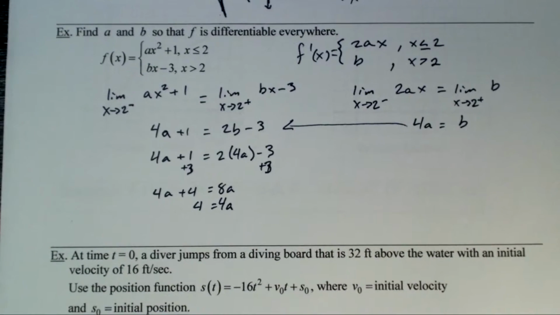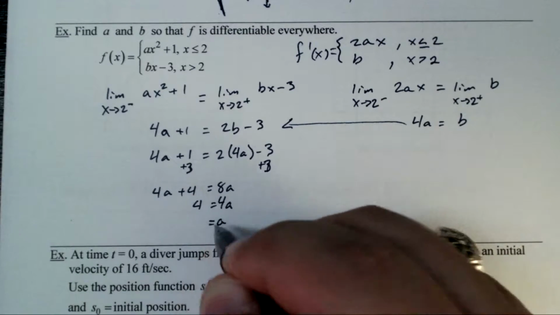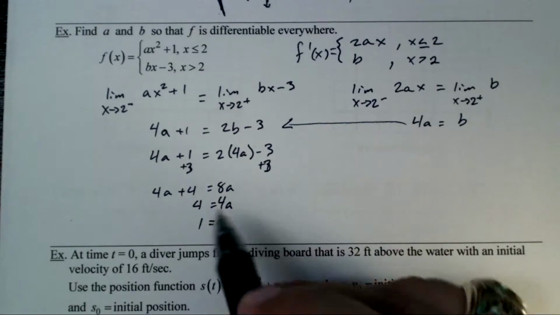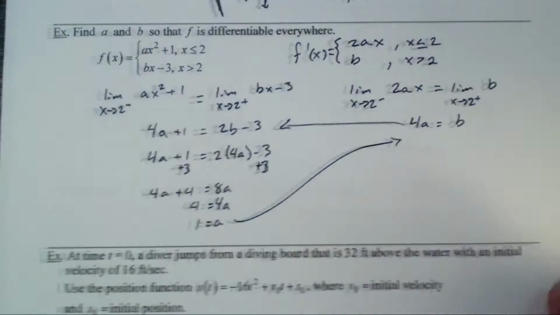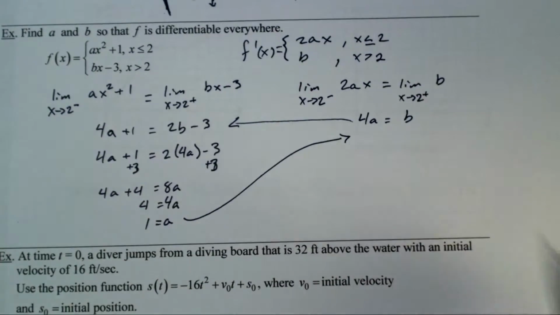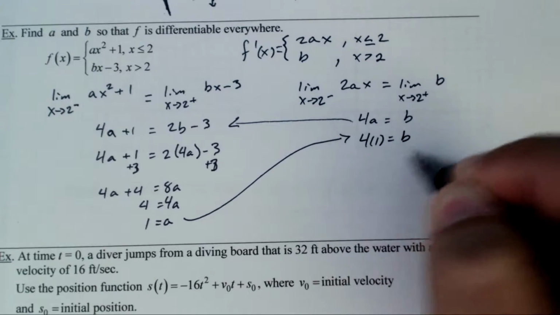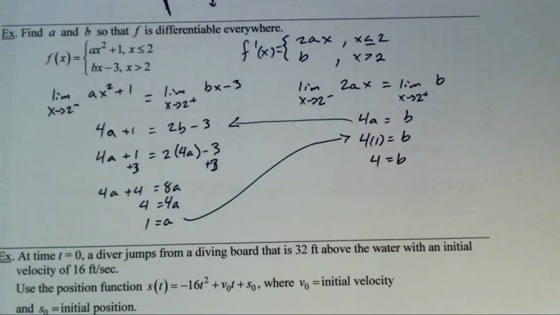Okay, so we're here, so that implies that a must be equal to 1. So now we know what a is. We can go back here and plug in what our a value is. So 4 times 1 is 4, so that means that b must be equal to 4.